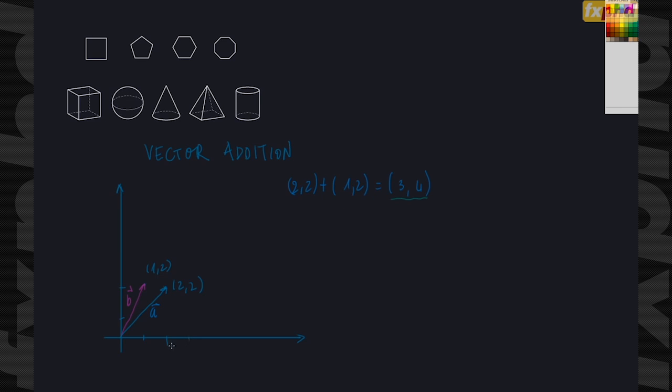Where is this? 3 and 4. So something like this. 3, 4. We have another vector that is here. Okay, great. But I told you earlier, we don't want to deal with coordinates because it gets complicated. What does this mean geometrically?